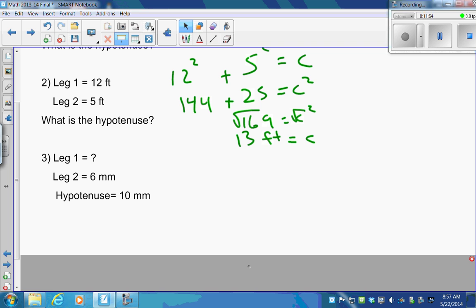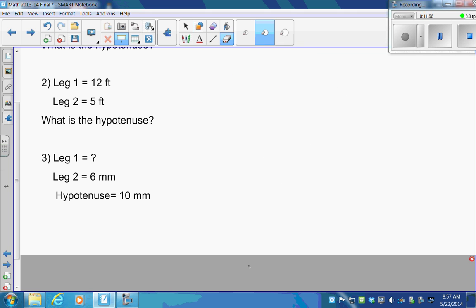Okay, this one I'm throwing a little wrench in it for you, so I want you to work backwards now. I have one leg I do not know. One leg equals 6 millimeters. The other, and the hypotenuse is 10 millimeters. Make sure you set up your equation correctly. Go.